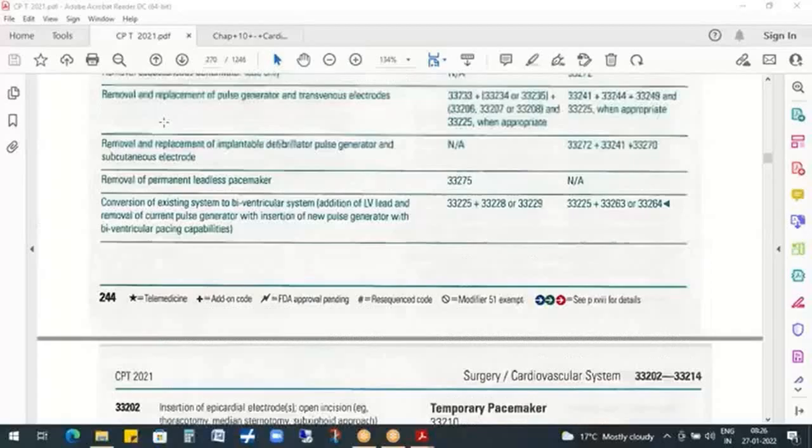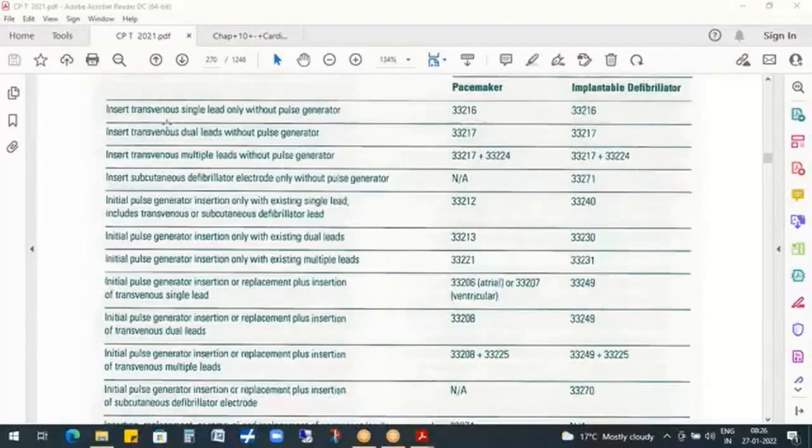Now come to the table, how many possible procedures they can perform. First, they can place a lead. You can see the first column, single lead. They can place dual leads, that means 2 leads. They can place multiple leads, meaning more than 2. Those are the first 3 columns. If the pacemaker is there, 216. Defibrillator is also 216 for placement of leads. Understood?